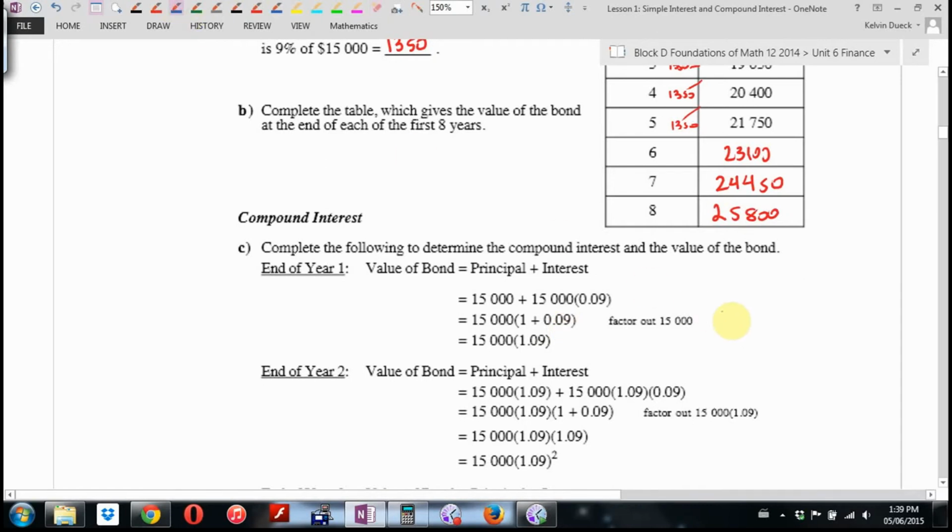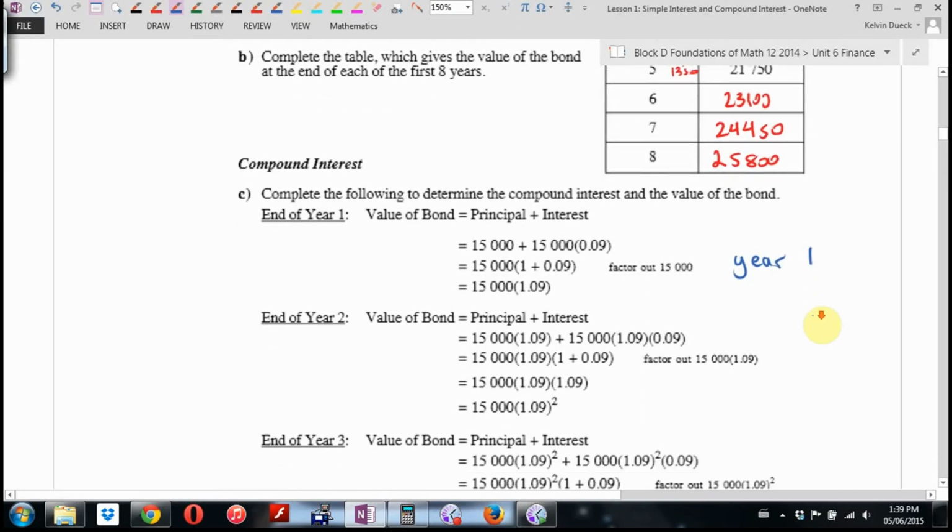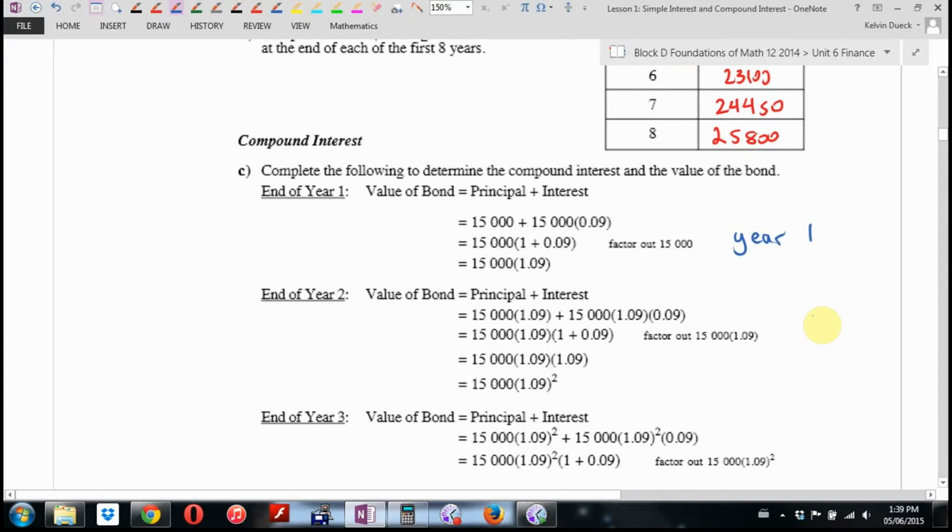You can make a little note here. This is year one. End of year two, what you would really have is the original amount plus the interest plus the interest on the interest. That's why there's two 1.09s here. In fact, after year two, you would calculate it by going the principal times 1.09 squared.